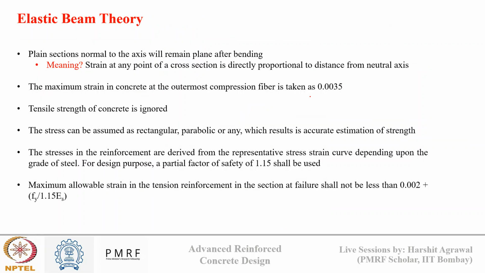Now, this entire theory of zone division, stresses, and the neutral axis concept is based on elastic beam theory, which has its own set of assumptions that need to be taken into account during analysis of a reinforced concrete section. What are these assumptions? First, a plane section normal to the axis will remain plane after bending. What this means is that strain at any point of the cross section is directly proportional to the distance from the neutral axis.